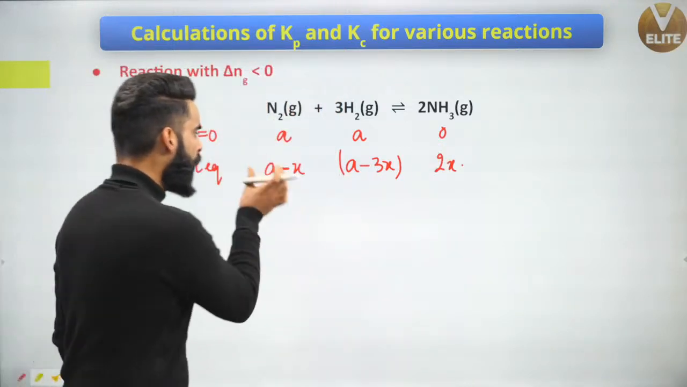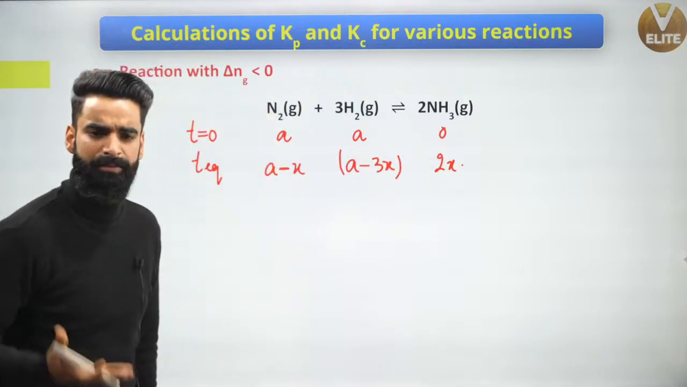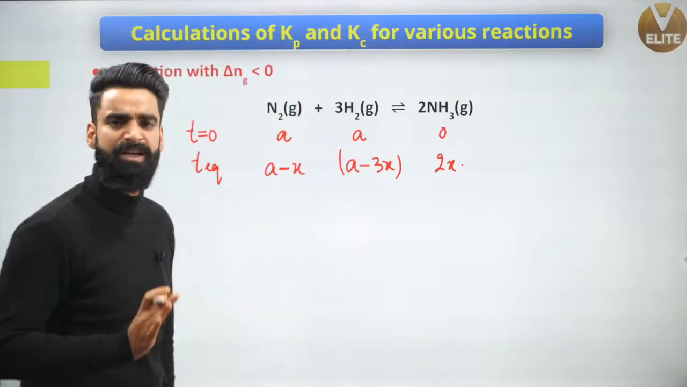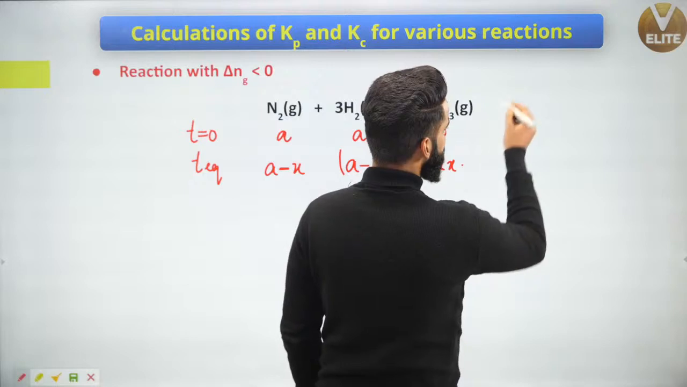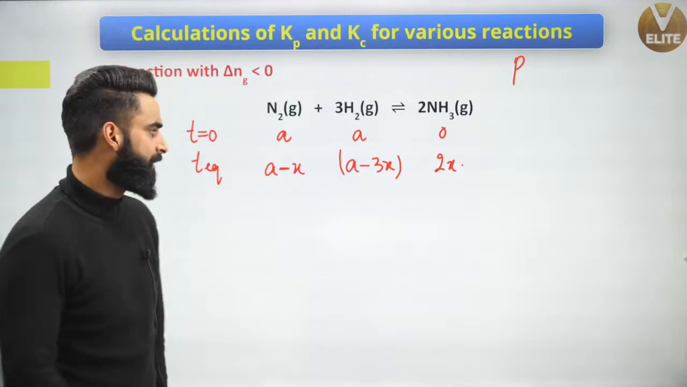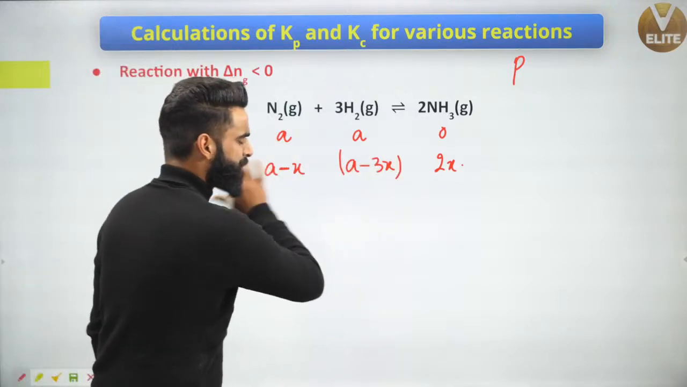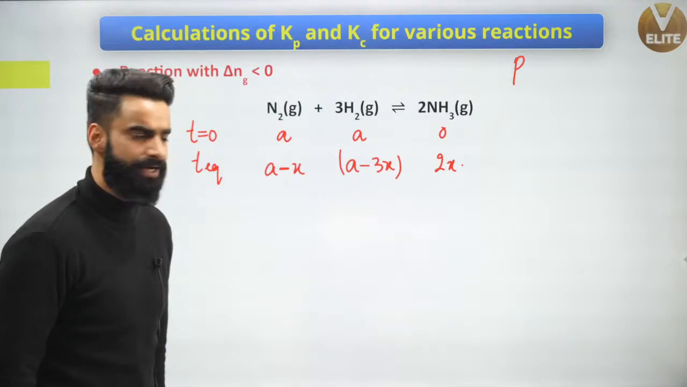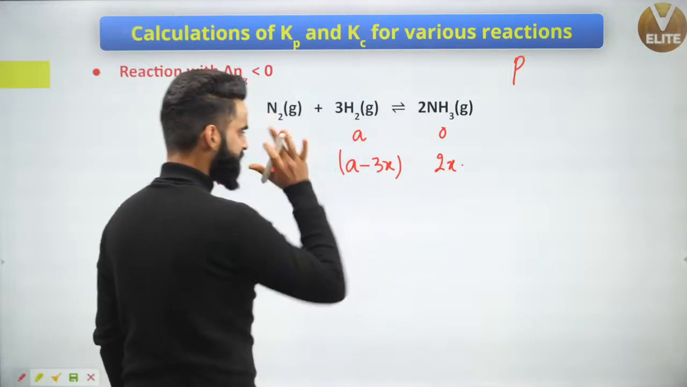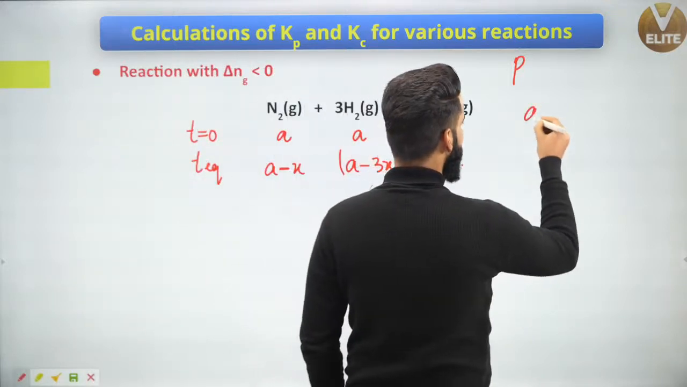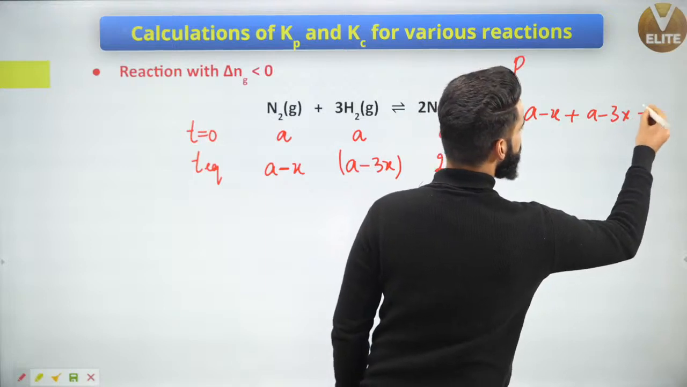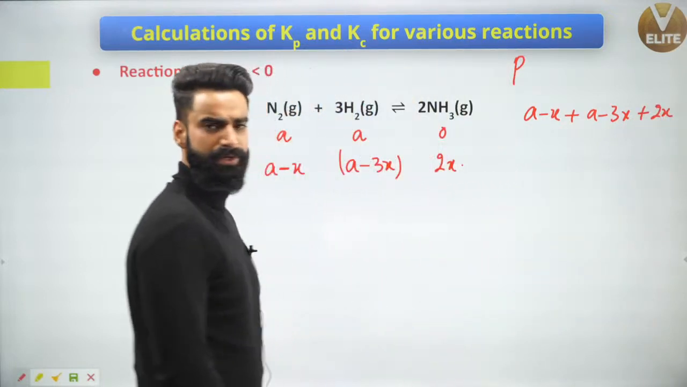Did I get the moles of each reactant and product at equilibrium? Definitely. And I'm assuming the total pressure of the mixture at equilibrium is P. Can I calculate the total number of moles present in the mixture at equilibrium? Definitely I can do that. Total number of moles present in the mixture at equilibrium is going to be simply A minus X plus A minus 3X plus 2X. Very, very simple.